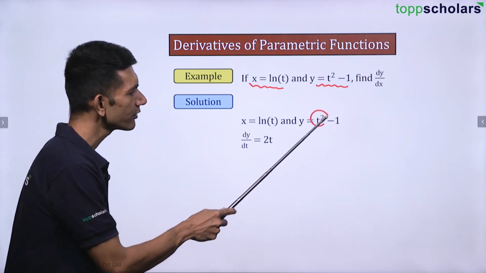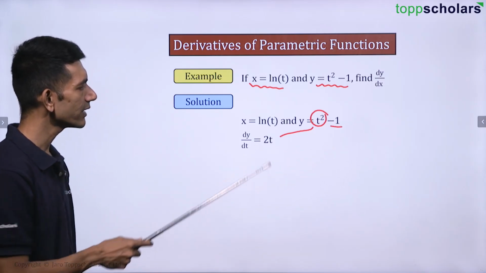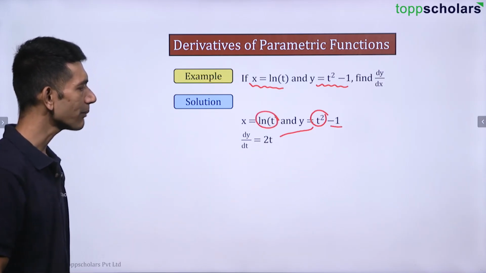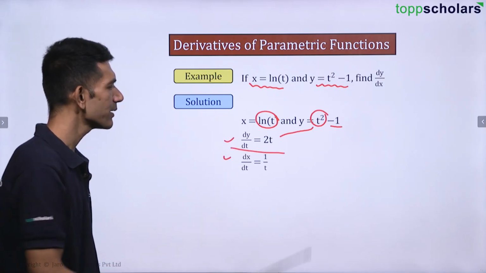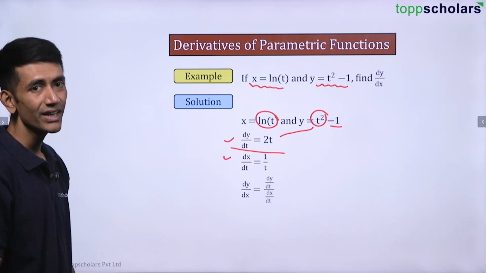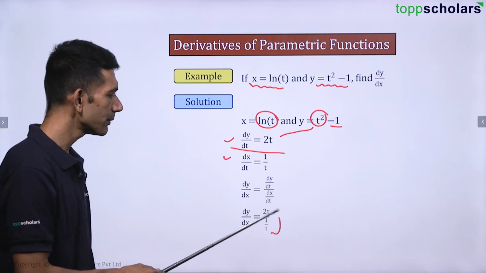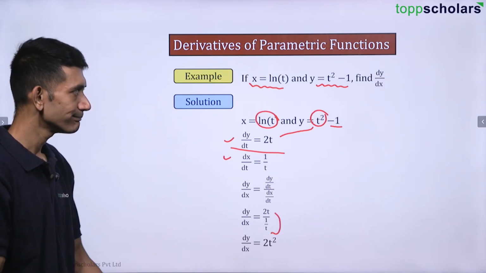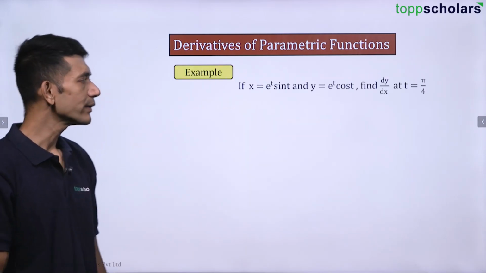Derivative of t square is 2t. Derivative of minus 1 is 0, so we don't have anything. Derivative of log t is 1 by t. Now dy by dt, dx by dt, just divide both of them. So you get dy by dt by dx by dt to get dy by dx. So 2t by 1 by t, t will go up, that will become 2t square, and that's it, 2t square, right? Okay, let's have a new example.